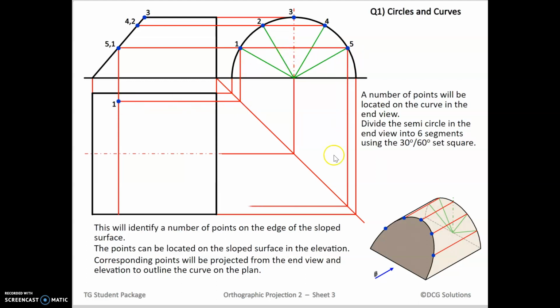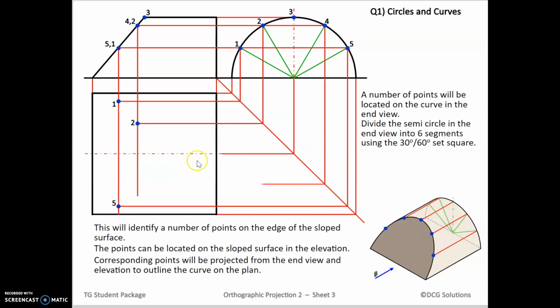Bring down point 5, find point 5. It's quite easy when you do it step by step, line by line. That is point 1 done, and point 5 done. Our next is point 4. Bring down point 4. Somewhere along this line are points 4 and 2. We need to bring down point 2 to the 45 degree line, bring it across, that's point 2. Repeat the exact same thing with point number 4, bring it across, that's point number 4.